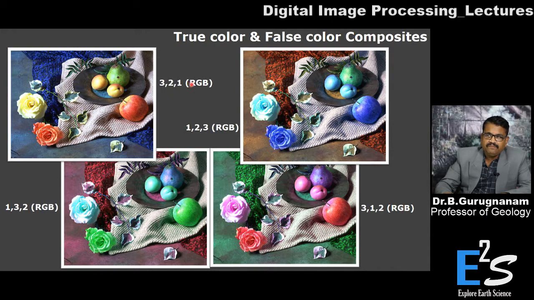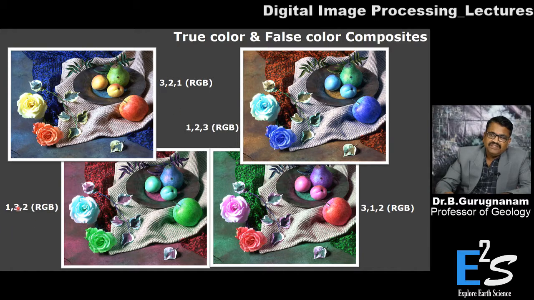Band 3 is the red band, band 2 is the green band, band 1 is the blue band. First band, second band, third band. You have three false color composites, three axes of change you can find. If you use 1, 2, 3 as RGB, your apple looks blue in color.